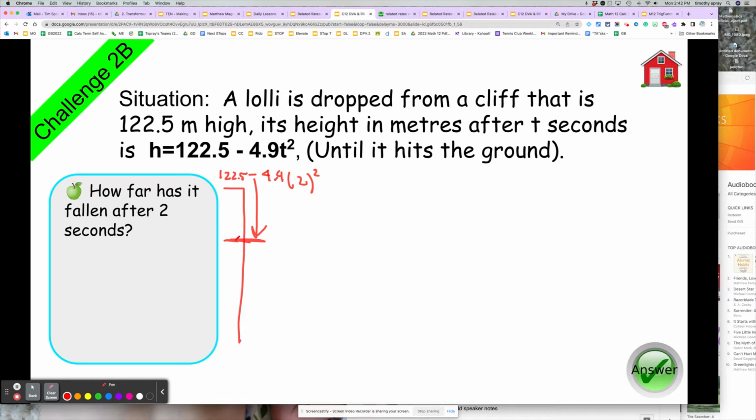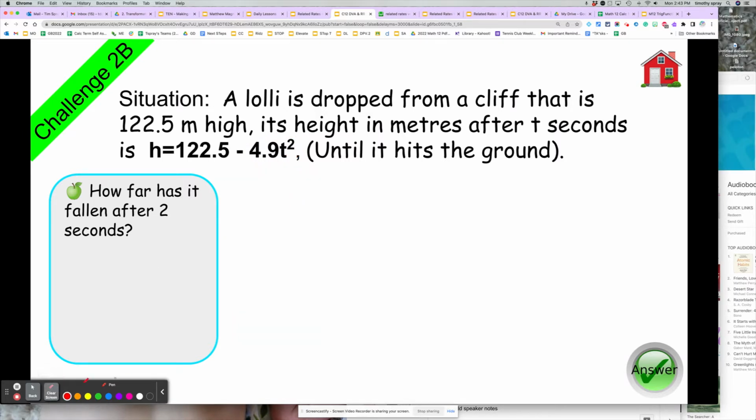Okay, so when I calculate that, it would be 122.5 minus 4.9 times 2 squared. And so its height would be 102.9. And so what we want to do is subtract that from 122.5. And we are going to get 19.6. Another way you could look at that is you could just use this piece right here, and negative 4.9 times 2 squared is 19.6.